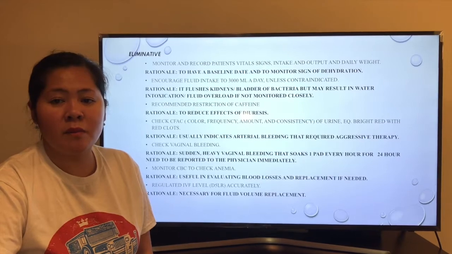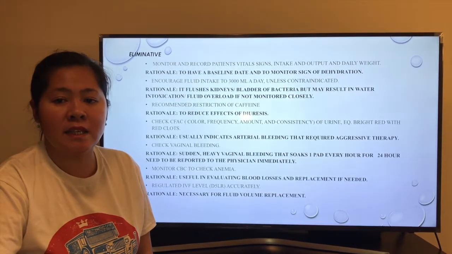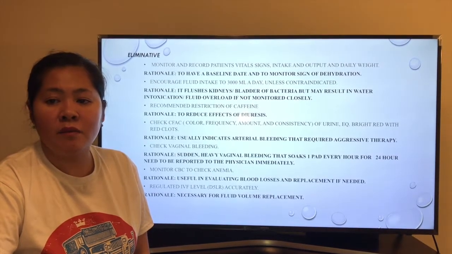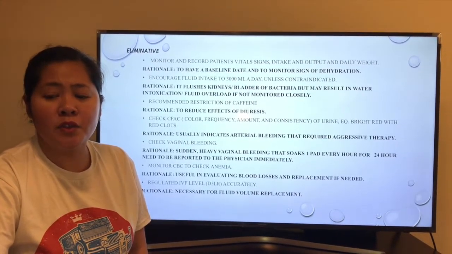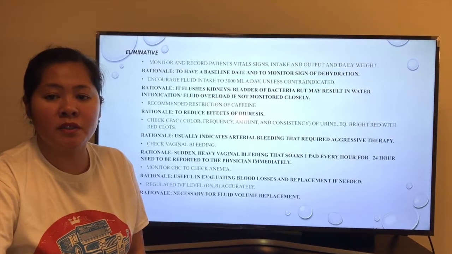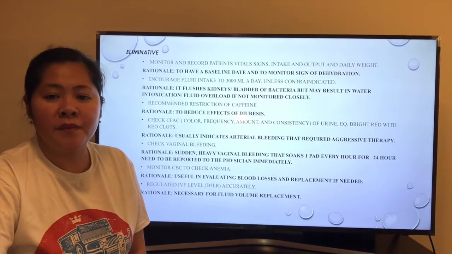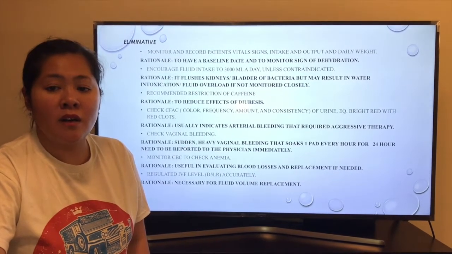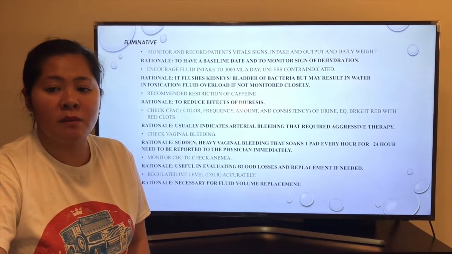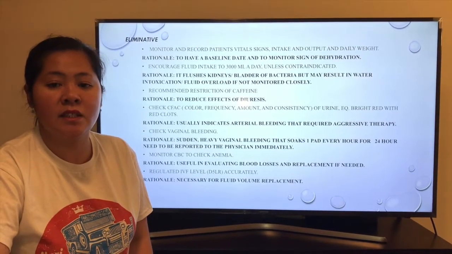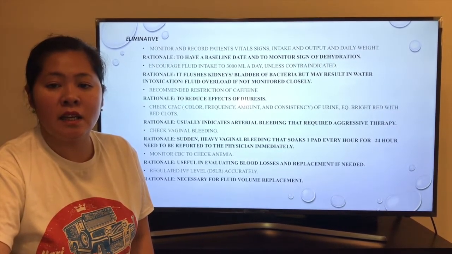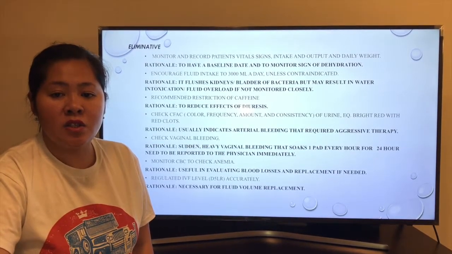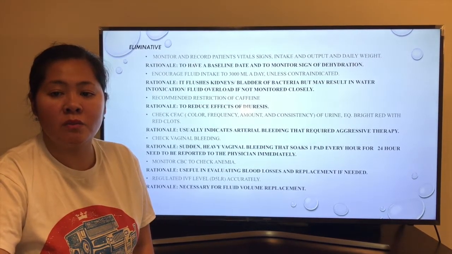Next is check vaginal bleeding. Rationale: sudden, heavy vaginal bleeding that soaks one pad every hour for 24 hours needs to be reported to the physician immediately. Next is monitor CBC to check for anemia. Rationale: that is useful in evaluating blood loss and replacement if needed. Next is regulate IV fluid level D5LR accurately. Rationale: necessary for fluid volume replacement.